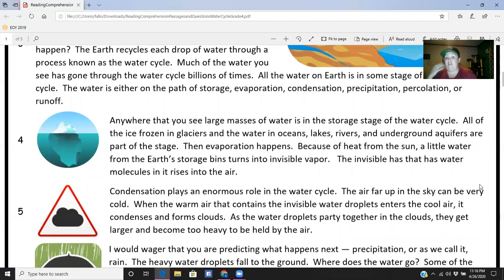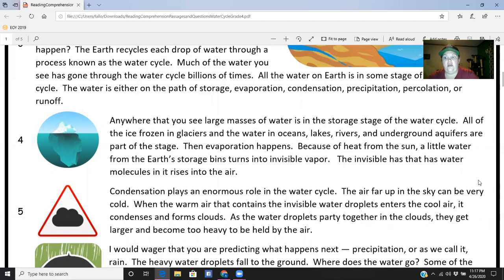So invisible vapor, evaporation. You have a storage of water like a lake. The heat heats the water up, just like a pan of water on a stove. When it starts to boil, it heats up and turns into vapor.